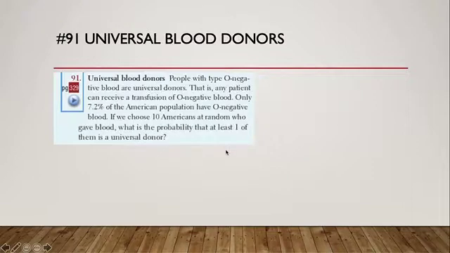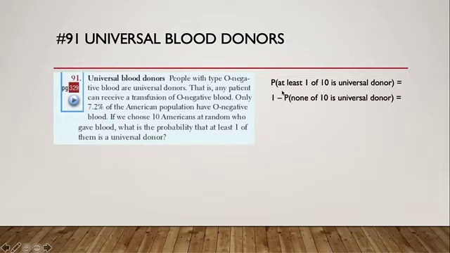So here, again, in this question, it's important to identify what the probabilities are within the question that you are given. So first thing, what we're trying to find is this. What's the probability that at least one of these people is a universal donor? So at least 1 of 10 is a universal donor. So the way that we can think about that is the one outcome that we don't want is that none of the 10 is a universal donor. So the probability of at least 1 is 1 minus the probability that none of the 10 is a universal donor.